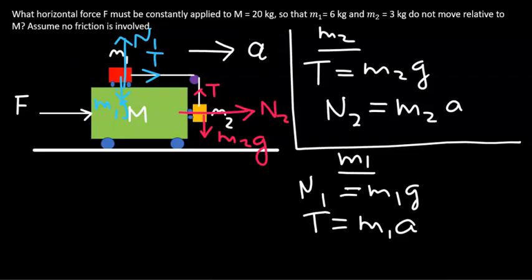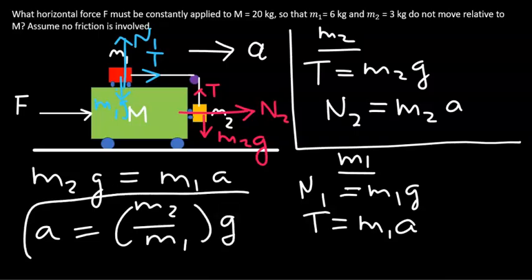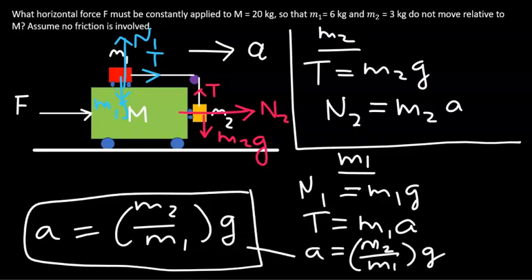Before we proceed further, for future use, we note that tension equals M1A, but from the free body diagram of object M2, tension also equals M2G. By equating the two, we get the following result. And solving for A, we get A to be M2 over M1 times G. So A can be expressed purely in terms of known quantities. And let's write this result here.